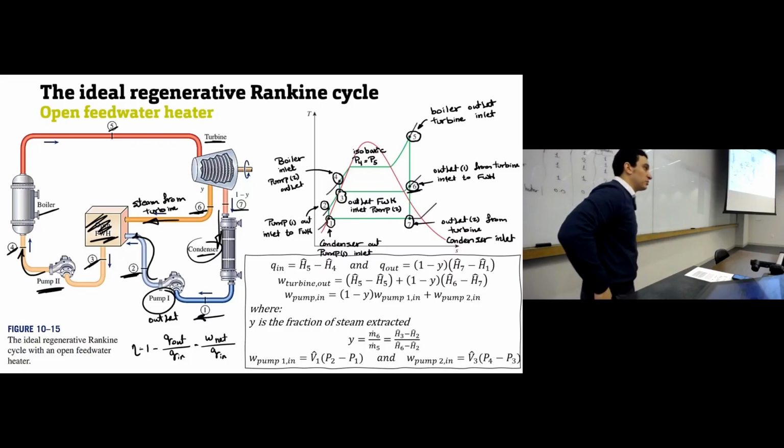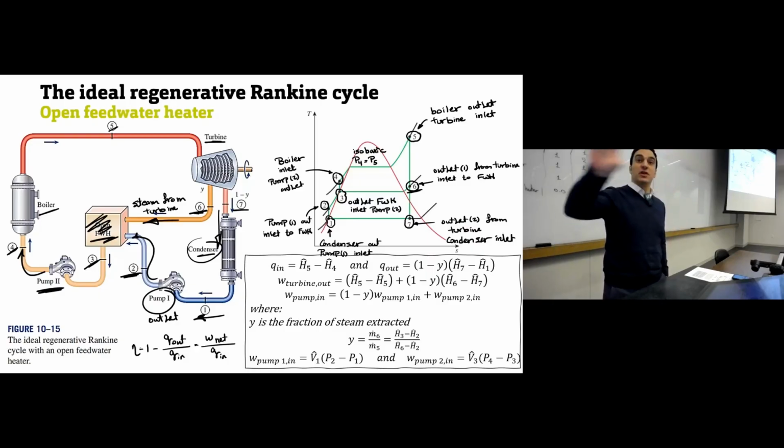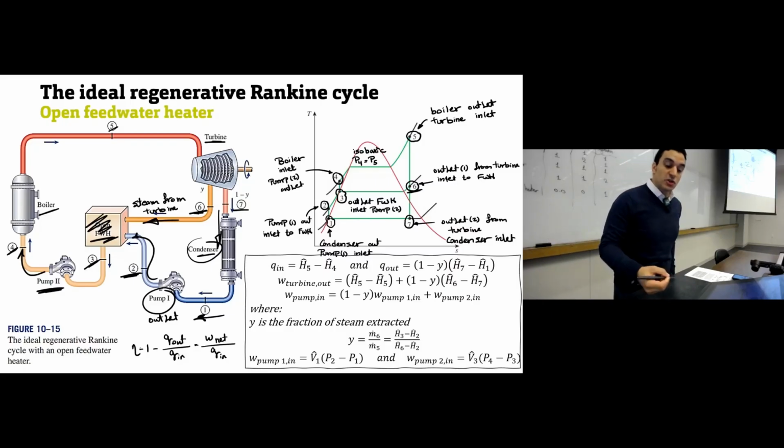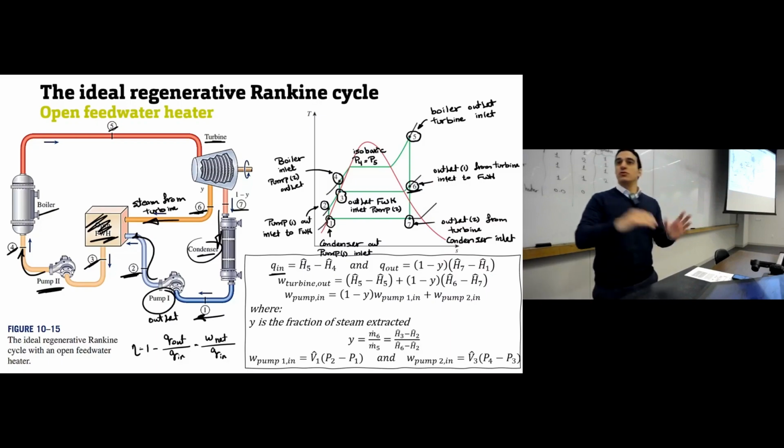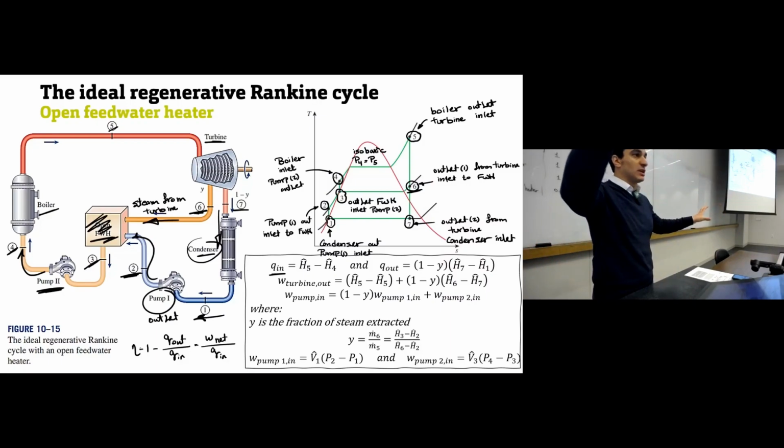So you need to find enthalpy. The objective is to find enthalpy at all these points. And here we have some difference in the relations, especially at Q out. Because let's say Q in, this is H5 minus H4. We still have one-step boiler. The boiler inlet is point 4. The boiler outlet is point 5.